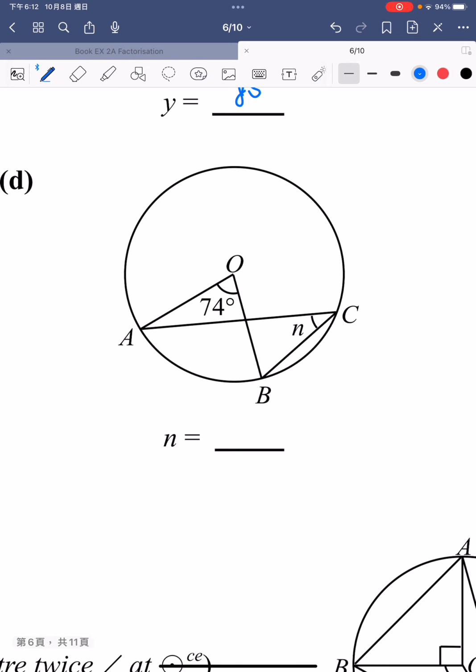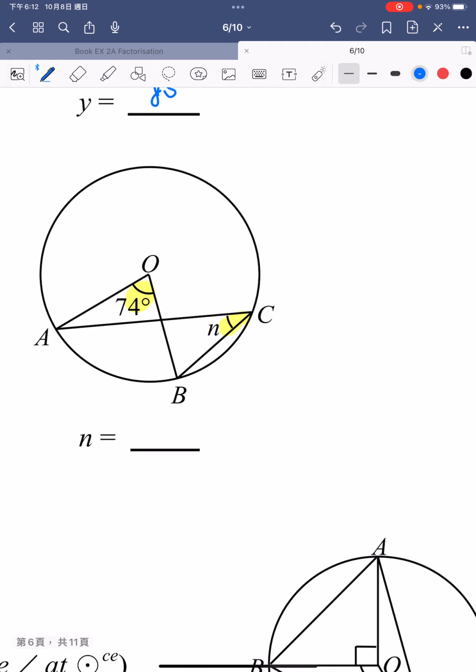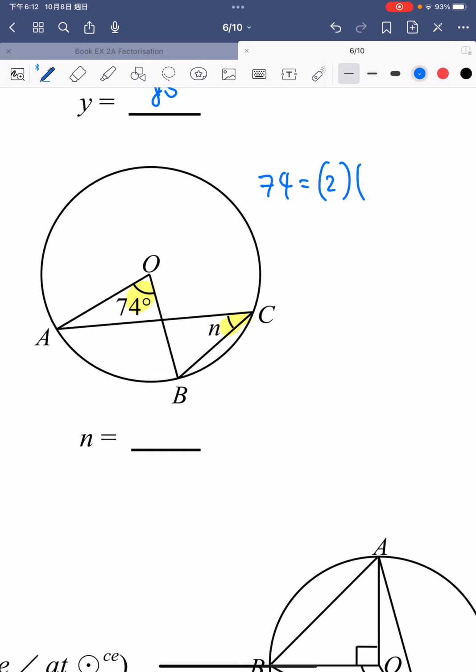For the last one, this is like a butterfly. We have 74 as the angle at the center, and N as the angle at the circumference. So 74, the angle at the center, is equal to twice the angle at the circumference. Solving this, we get N is equal to 37 degrees.